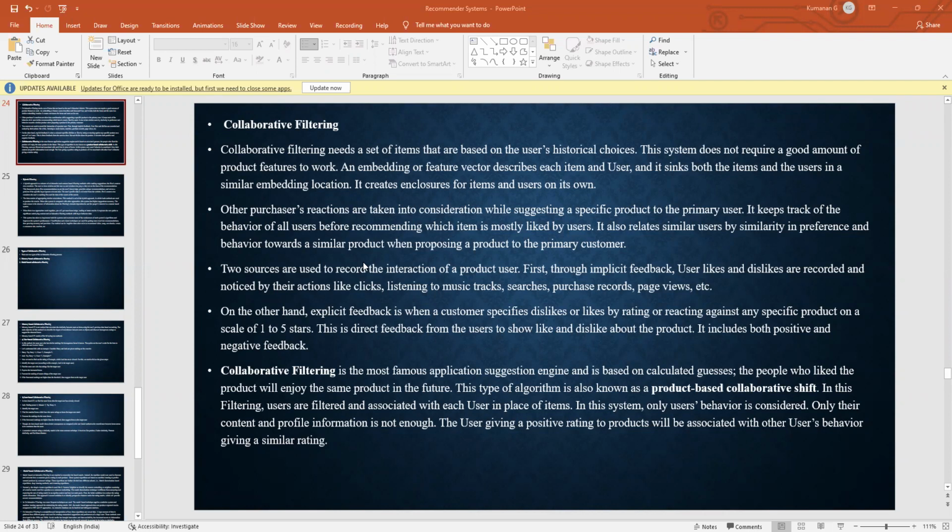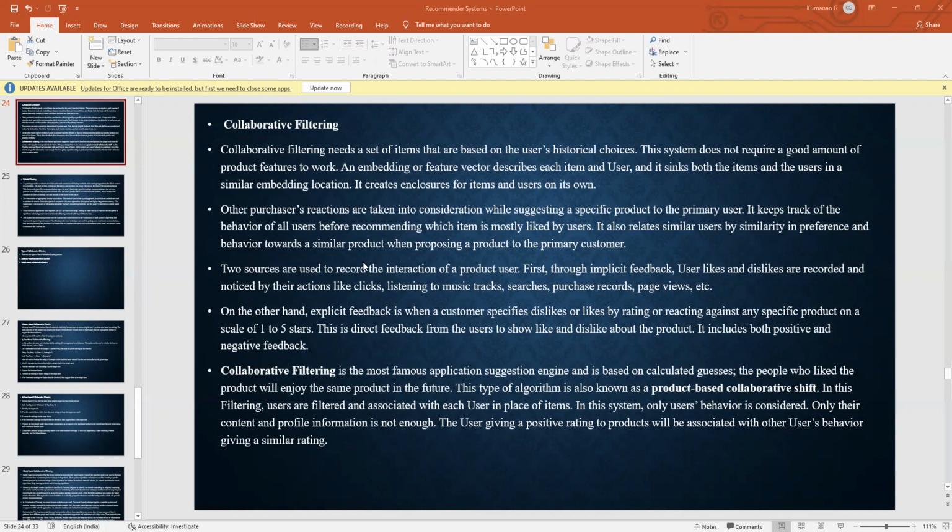Other purchasers' reactions are taken into consideration while suggesting a specific product to the primary user. It keeps track of the behavior of all users before recommending which item is most liked by users. It also relates similar users by similarity in preference and behavior towards a similar product when proposing a product to the primary customer. Two sources are used to record the interaction of the product user.